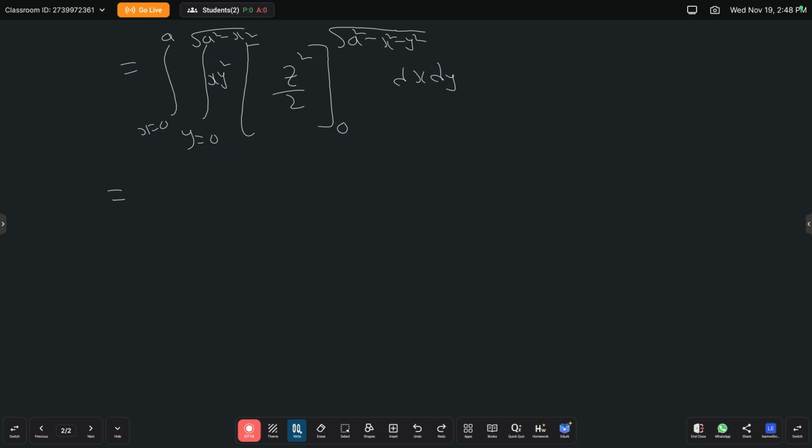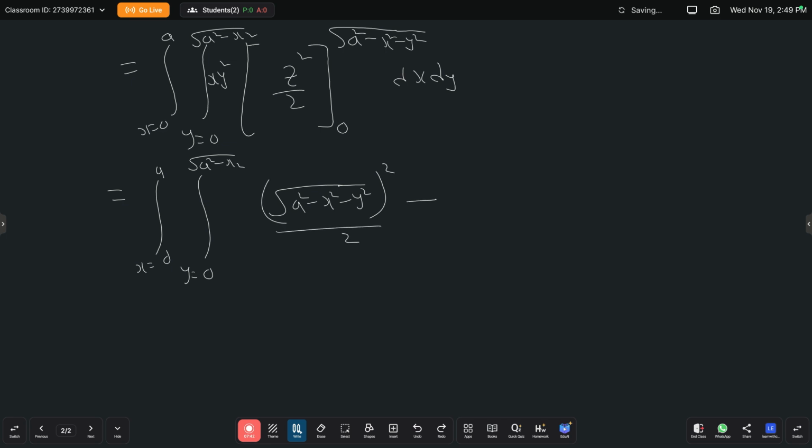Okay, so this is equal to integral 0 to a and integral 0 to root a square minus x square. Integral, you have to substitute the upper limit first. At z is root a square minus x square minus y square whole square by 2, minus lower limit, for z is 0, so 0 square by 2, into dx dy.